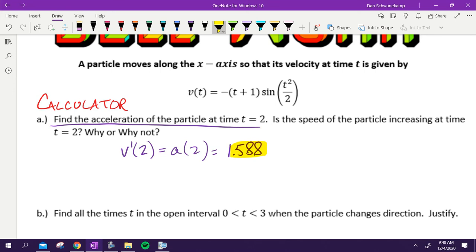Thumbs up if you think the speed is increasing. Thumbs down if you think it's decreasing. I'm getting a little bit of both. What do I need to look at to talk about speeding up or slowing down? The velocity and the acceleration. We already got the acceleration. What we need to know, and you should have this written on your paper, is the velocity as well. So you need to find v of 2 as well.